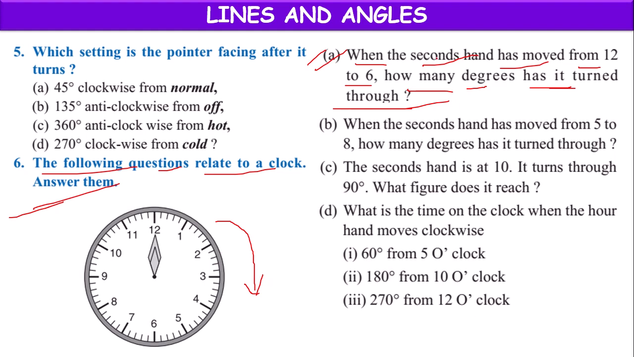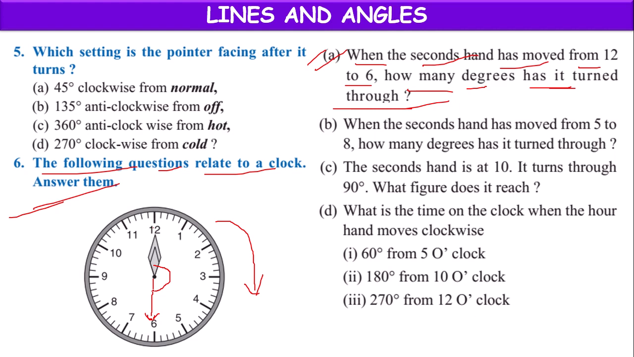When the seconds hand moves from 12 to 6, the second hand from here has moved to 6. Then how many degrees has it turned through? Here they have given only one hand. If it is at 12, from 12 it is moving to 6. So the total angle it is making is equal to 180 degrees.